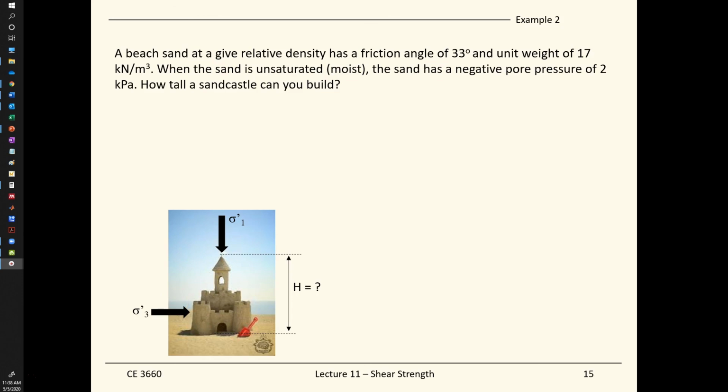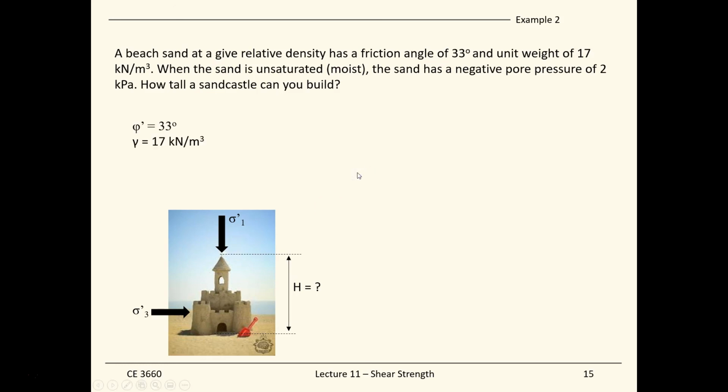Okay, next example. This one can be fun. At the beach, you may wonder how tall a sandcastle can be constructed, given all the geotechnical parameters. For example, now you have a sand that you work on. You know the friction angle is 33 degrees, and you also know the unit weight of the sand is 17 kilonewtons per meter cubed. The sandcastle is subjected to a sigma 3 prime and sigma 1 prime, and you want to calculate how tall it can be.